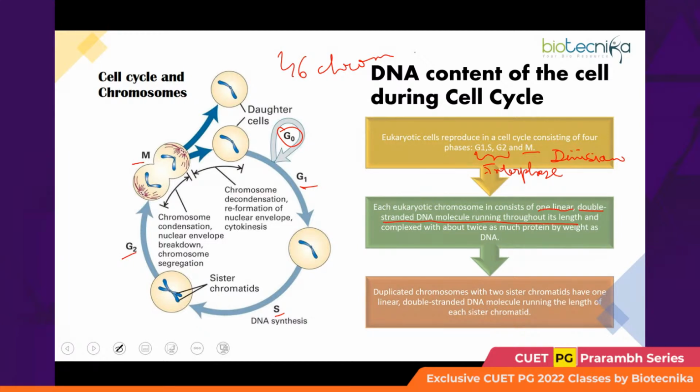Jason, it will be 46 only, no? Because one DNA, one chromosome. It won't be 46,000. It will be 46, right? Because if this is your chromosome, then in that chromosome, running from top to end, there is only one DNA molecule going on. Do you get it, Jason?